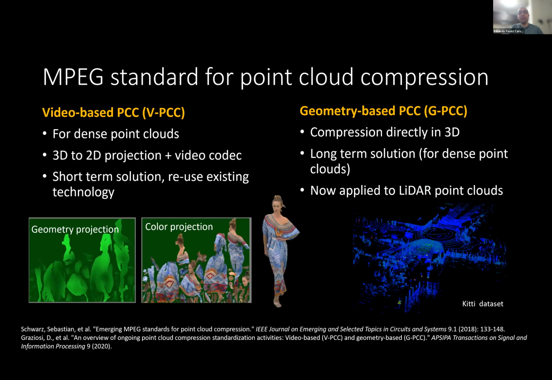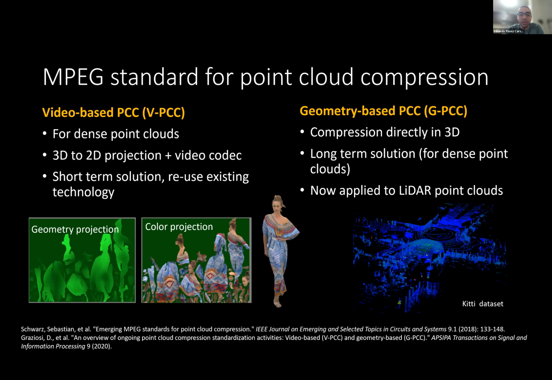Okay, so MPEG has already standardized point cloud compression. They basically have two approaches for point cloud compression. One of them is called video-based, V-PCC, and it's intended for dense data. What it does is basically take the 3D point cloud and compute two projections, one for the geometry coordinates and one for the color. And then you can run this through a video codec. Of course, because video codec technology is very mature, you can get very good compression performance.